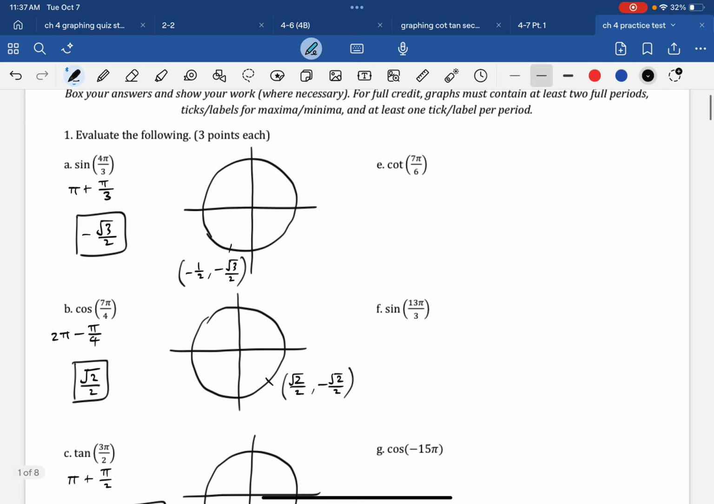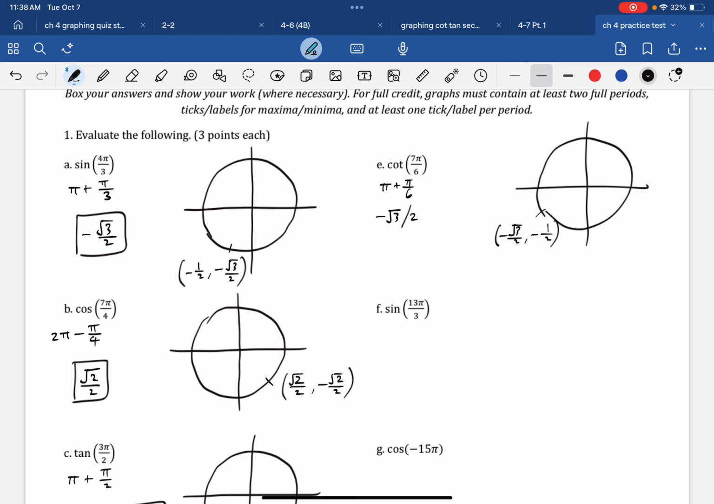Next question, 7 pi over 6, cotangent. Now that's just pi plus pi over 6. So it's right here on my unit circle. And that will be negative root 3 over 2, comma, negative 1/2. And cotangent is cosine over sine, so that's x over y. So that'll be negative root 3 over 2 divided by negative 1/2, which is root 3.